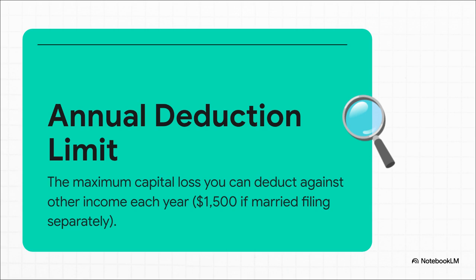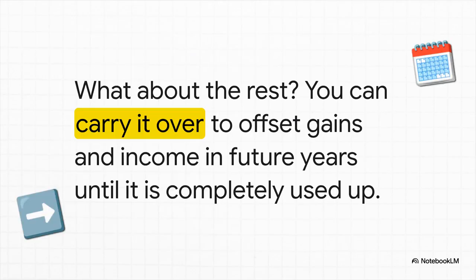So let's say your total net loss was $7,000. You get to use $3,000 of that to lower your taxable income this year. But wait, what about the other $4,000? Does it just vanish? No way. And this is the cool part. The IRS lets you carry it over to future years. You can use it to cancel out capital gains next year, or if you don't have gains, you can use it to deduct another $3,000 from your income then. You just keep carrying it forward until it's all used up.